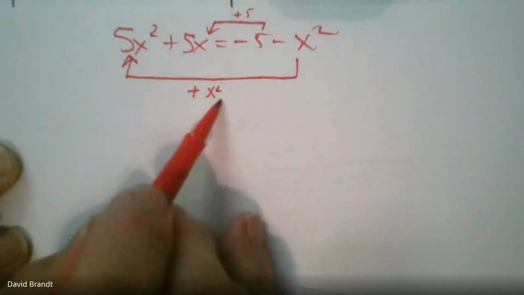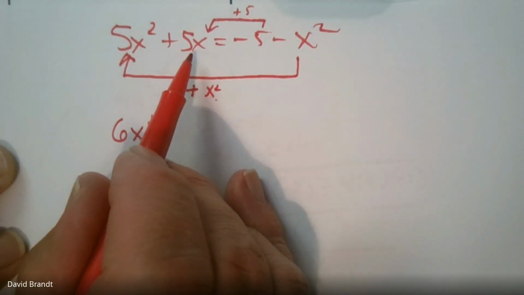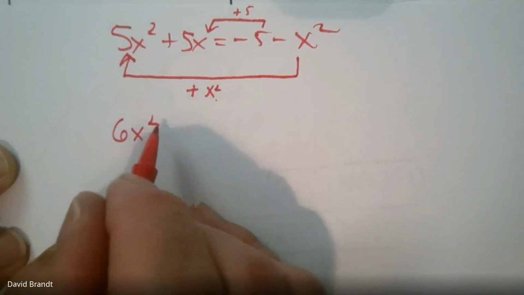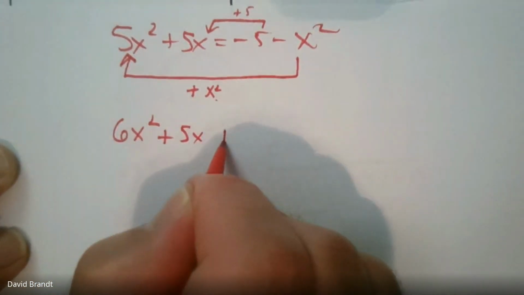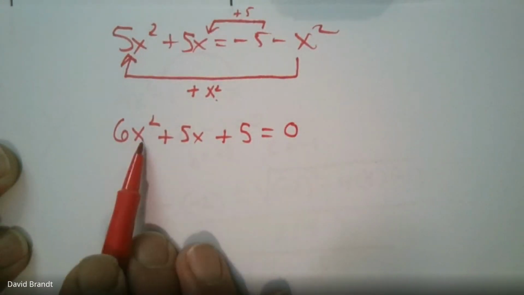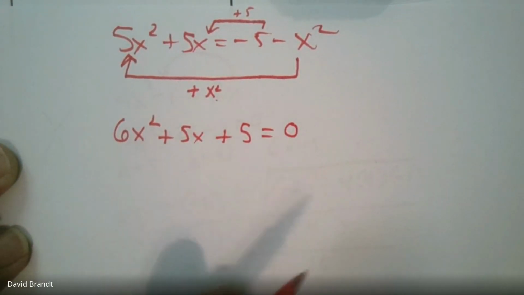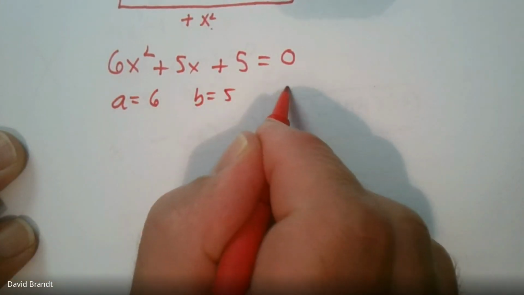Now, what is 5x squared plus 1x squared? That's going to be 6x squared. The 5x is going to stay 5x, but that -5 is going to become plus 5 when you move it over. So this is what the equation looks like in standard form. We've got 0 on one side. All right, let's identify. A is 6, B is 5, and C is 5.